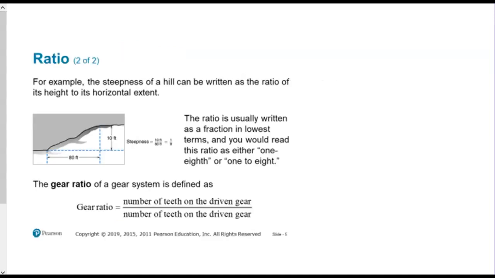For example, the steepness of a hill can be written as a ratio from its height to its horizontal extent, or how far it is in a line that you would go from point A to point B to the base. You can also look at a gear ratio. A gear ratio looks at the number of teeth on the driven gear and the number of teeth on the other driven gear. And so it's a comparison of the teeth from one gear to another, which you'll find in transmissions and other automotive and industrial references.